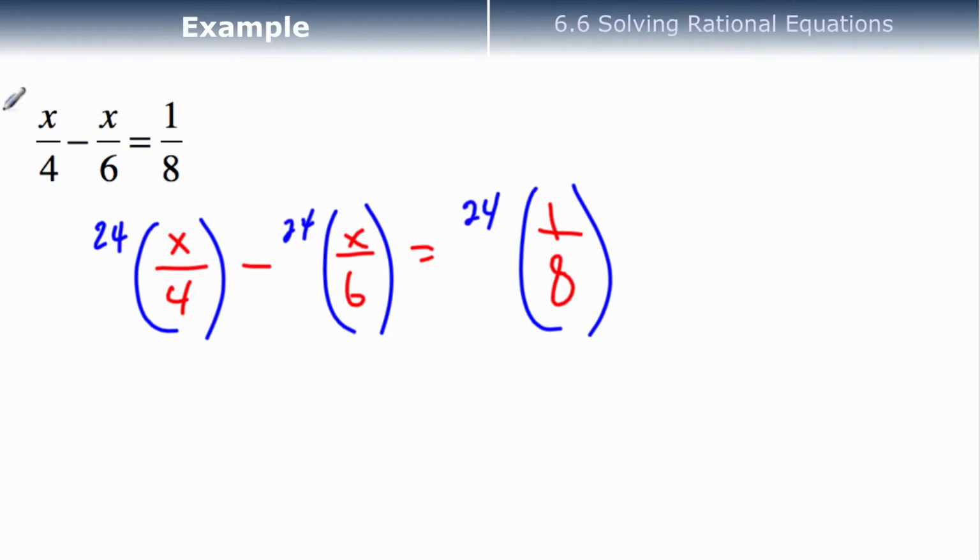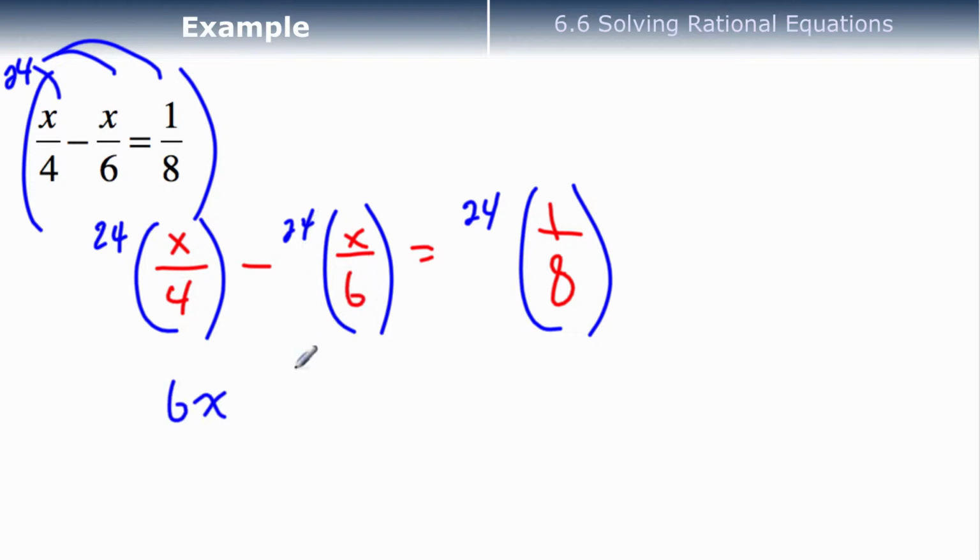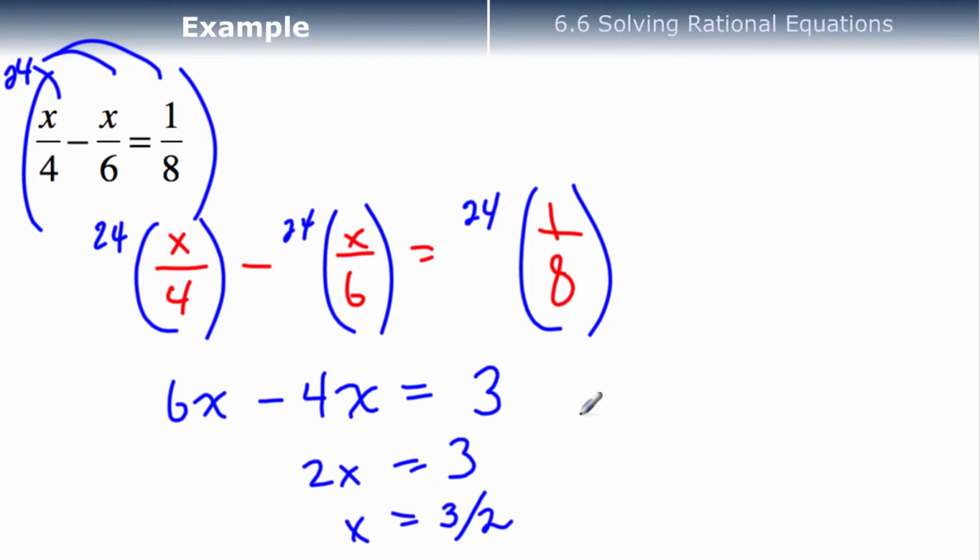Sometimes in the question you'll see them where they take this whole thing like this and multiply by 24. And again, it's an equation, so it's a little funny, but you multiply everything inside by the 24. I like doing it this way, but do whichever way works for you. 4 into 24 goes 6, so this will be 6x. 6 into 24 goes 4, so this one will be 4x, is equal to 8 into 24 goes 3. 3 times 1 is 3. 6x minus 4x is 2x is equal to 3. Divide both sides by 2, and you get x is equal to 3 halves.